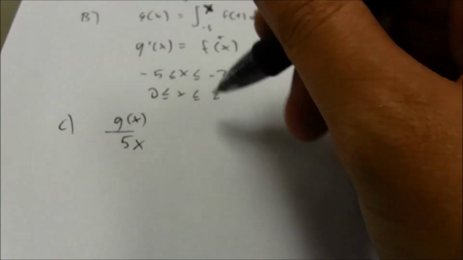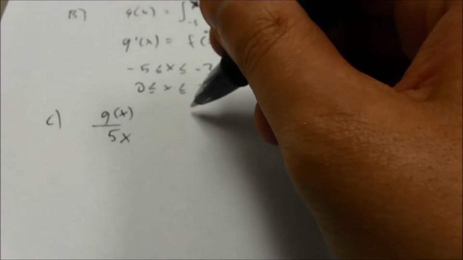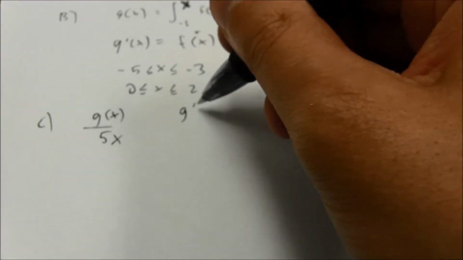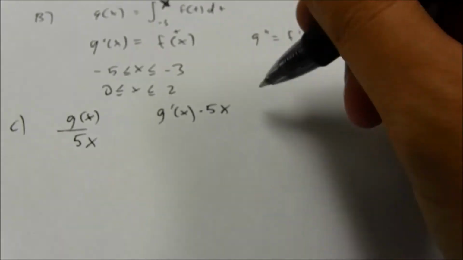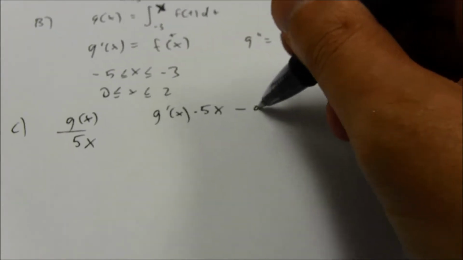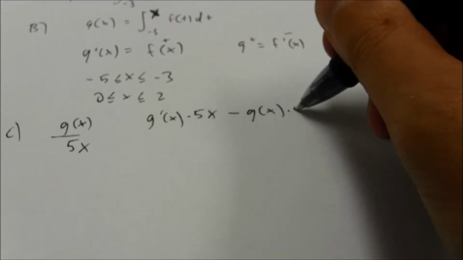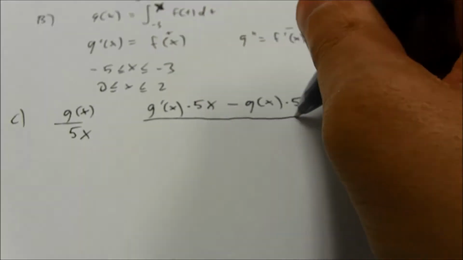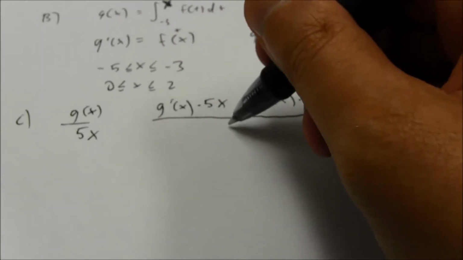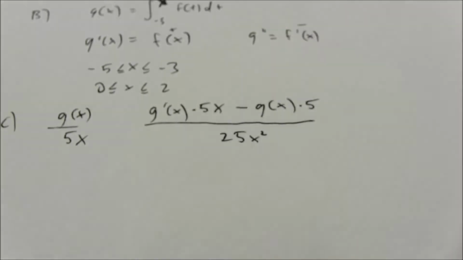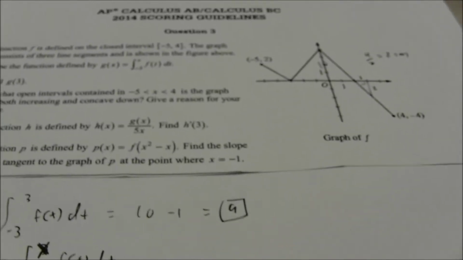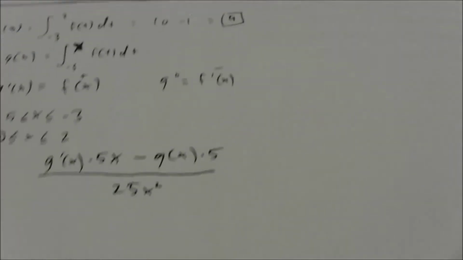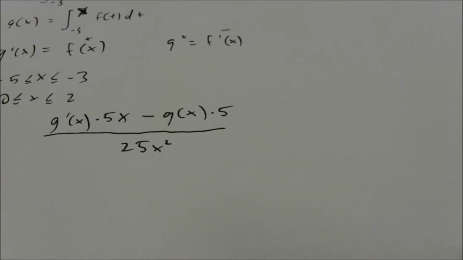And quotient rule, or at least Forrester's variation of it, says take the derivative of the numerator, g prime, times the denominator, minus the numerator times the derivative of the denominator, which of course is going to be 5, all over the denominator squared, which is going to be 25x squared. And specifically here, this is asking us to find h prime of 3. So I'm going to fill 3 in there.